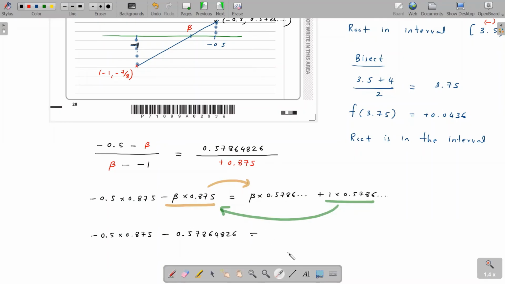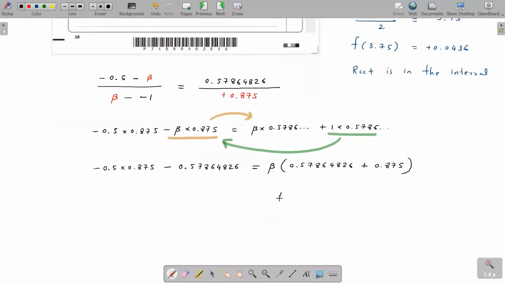On this side, what do we get? Are you capable of doing it at once? You can see this is also having a beta. The term that comes over here also has a beta. Shall I take beta out here immediately to save us a step? So I get here 0.57864826. Minus beta comes here as plus, and I get here 0.875. 0.875 is a fixed, finite decimal here, right? Do you agree with me? So can't you make beta the subject quite easily now? Yeah, divide, type the whole thing in the cell and get the answer.